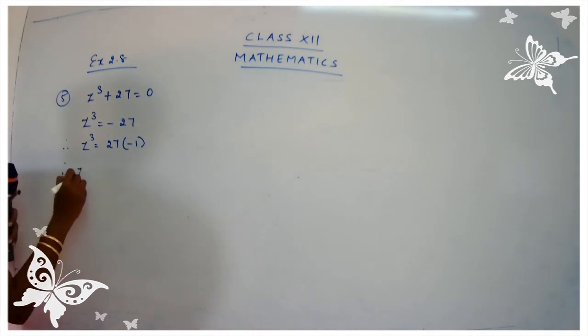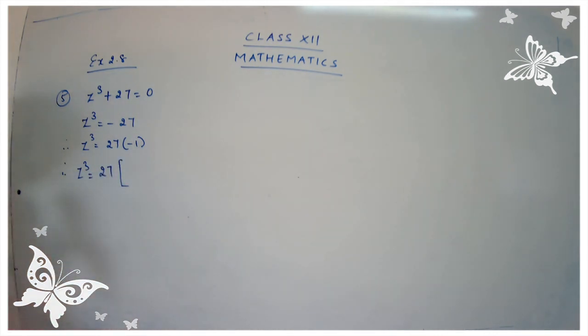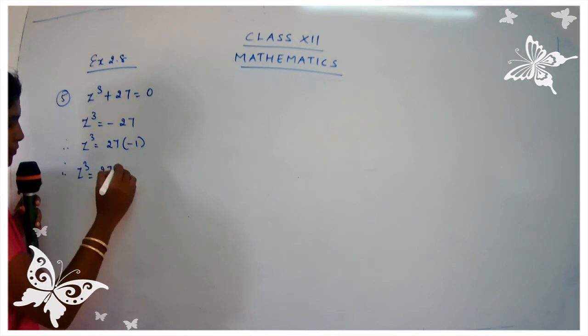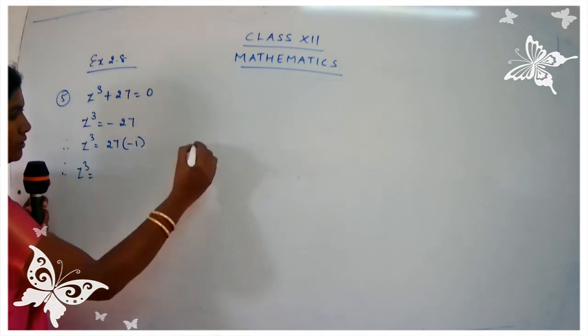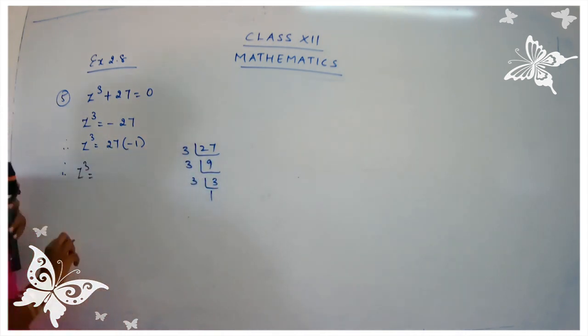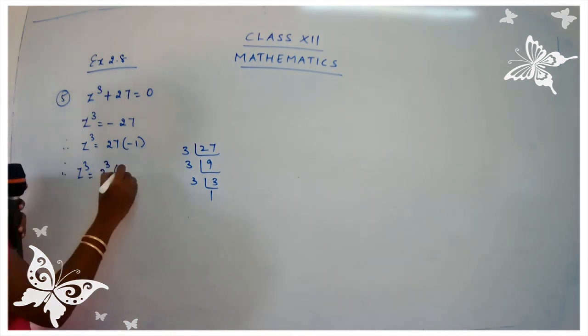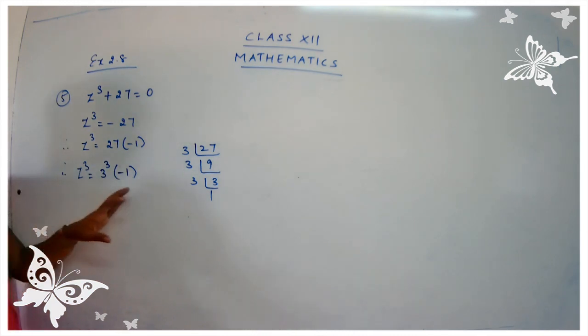Before we go for the replacement, let us simplify one more step. So you take down factors of 27. 3 9s are 27, 3 3s are 9, 3 1s are 3. So 27 is written as 3 raised to 3, and minus 1 you can write as minus 1 itself. No need to go for any other simplification. Just keep minus 1 as minus 1.